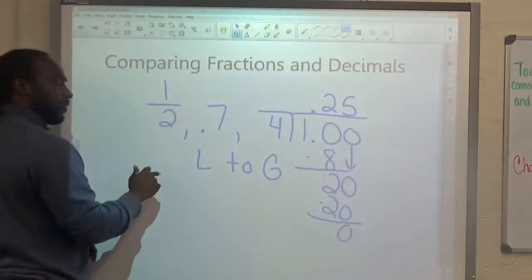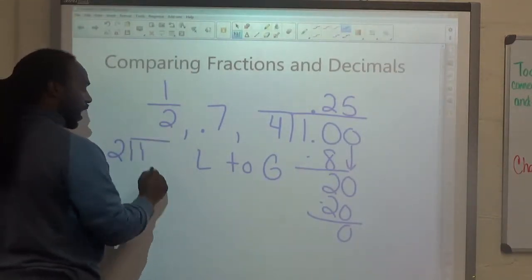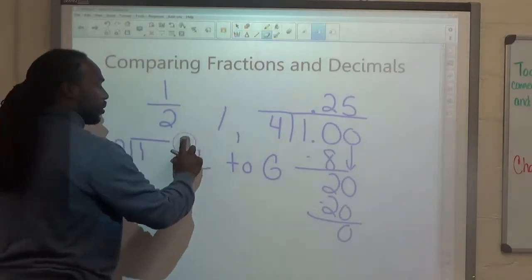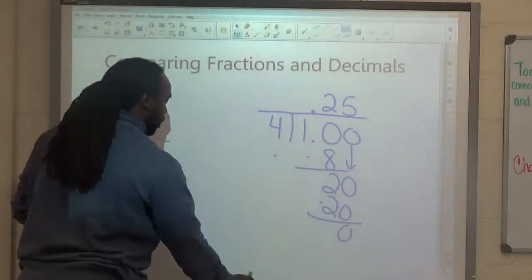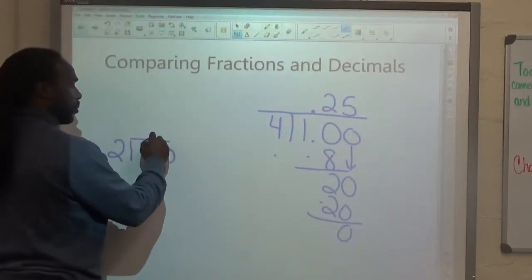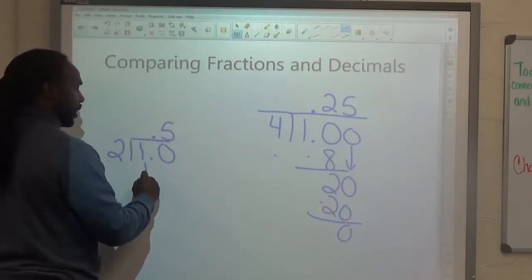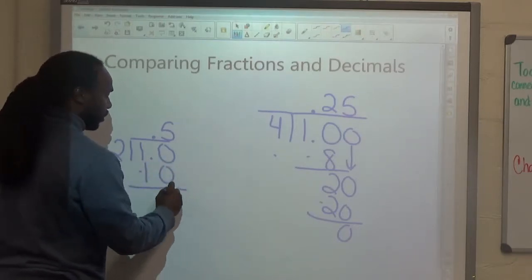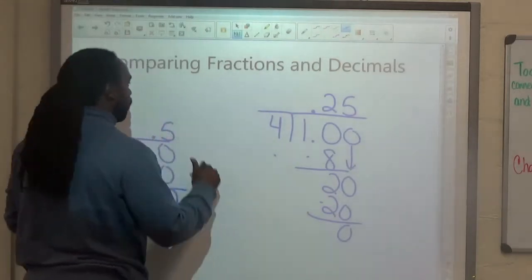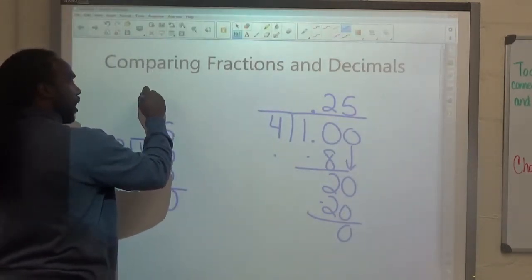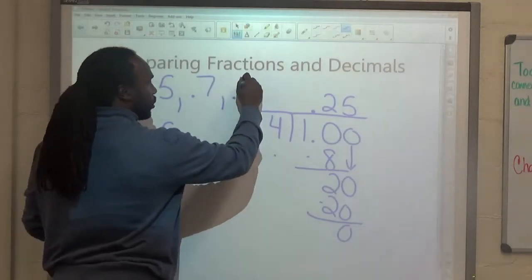Take a look at 1/2, and do the same sort of operation. 2 falls inside of the house. Let me just erase this here so that you guys can see what's going on. I don't want to confuse you with all these numbers. 2, add your decimal point, bring it up. 2 goes into 10. 5 times 2 is 10. And then you get 0. So if I were to turn all of these fractions into decimals, remember I started off with 1/2, which is now 0.5. I have 0.7, and I have 0.25.